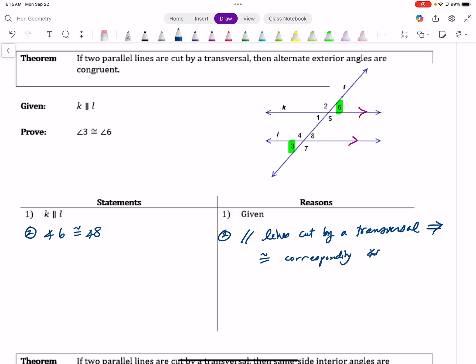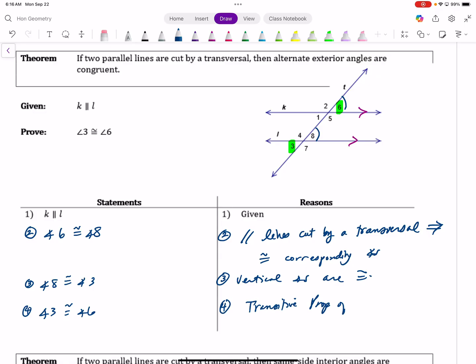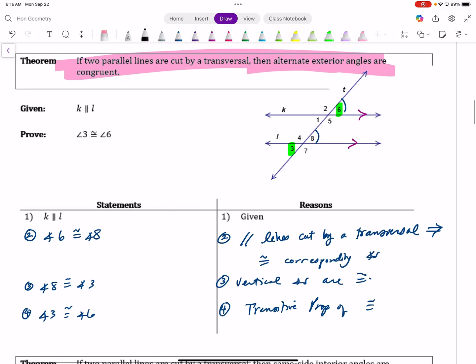Okay, so now we've got that 6 is congruent to 8. Well, 8 is congruent to 3 because vertical angles are congruent. Which leads us to angle 3 is congruent to angle 6 because of the transitive property. Okay, so again, there's the one you want to know. We just proved it. You never have to prove it again if you don't want to. If two parallel lines are cut by a transversal, then alternate exterior angles are congruent.